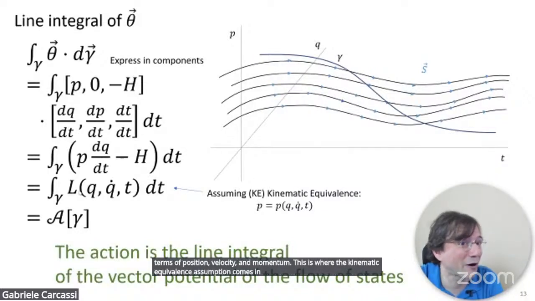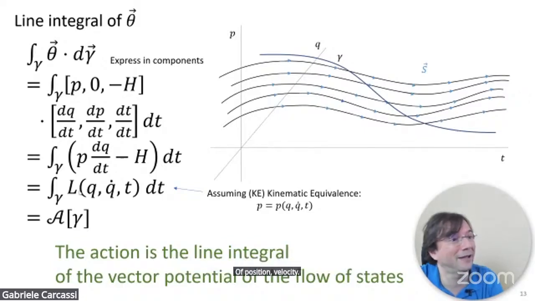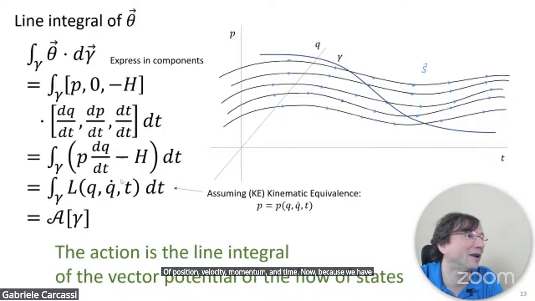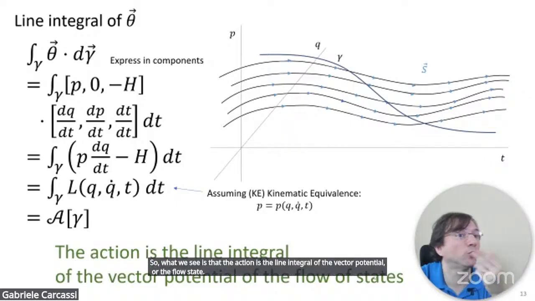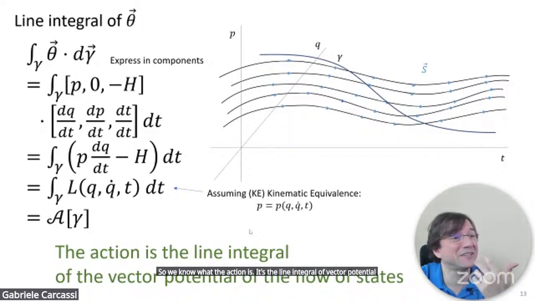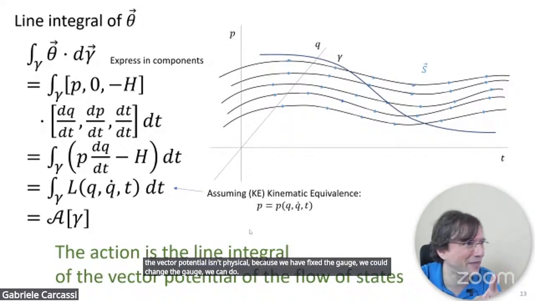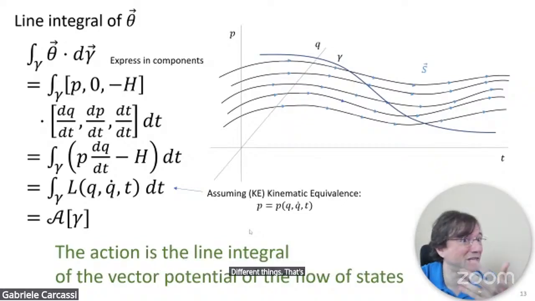Otherwise, we would have a Lagrangian with a function, but it's not a Lagrangian because it would be a function of position, velocity, momentum, and time. Now, because we have the kinematic equivalence, we can explicitly write it in terms of velocity. And now this is the action. So what we see is that the action is the line integral of the vector potential of the flow state. So we know what the action is. It's a line integral of the vector potential. The vector potential is unphysical because we have fixed the gauge. We could change the gauge. We can do different things. That's why the Lagrangian is not unique.